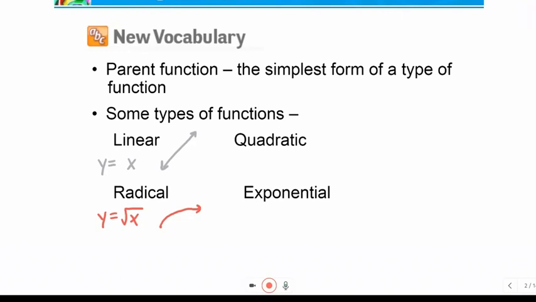We have exponential, where the exponent is our variable. That's going to look like that, with your asymptotes, can't touch this. And then quadratics are the x squareds. That's the big U. So there are other types of functions, but these are the major ones that we're going to look at and mess with in class.